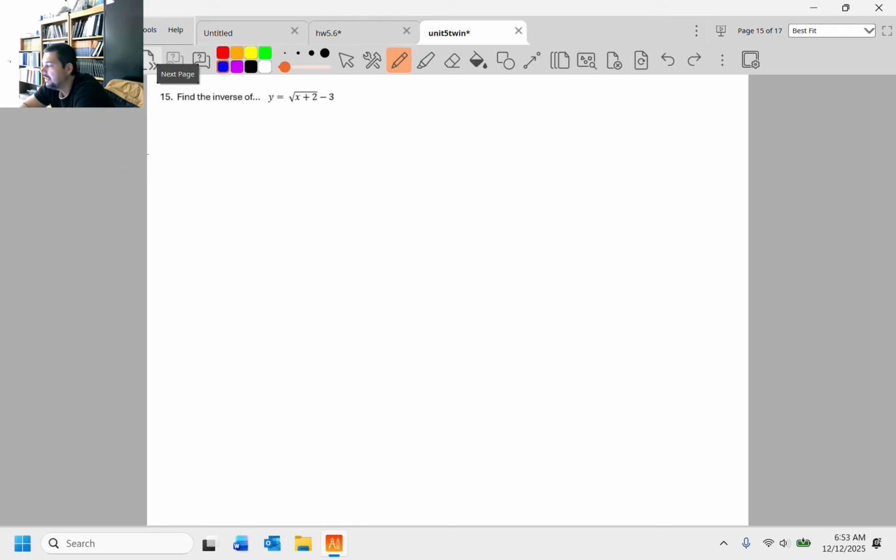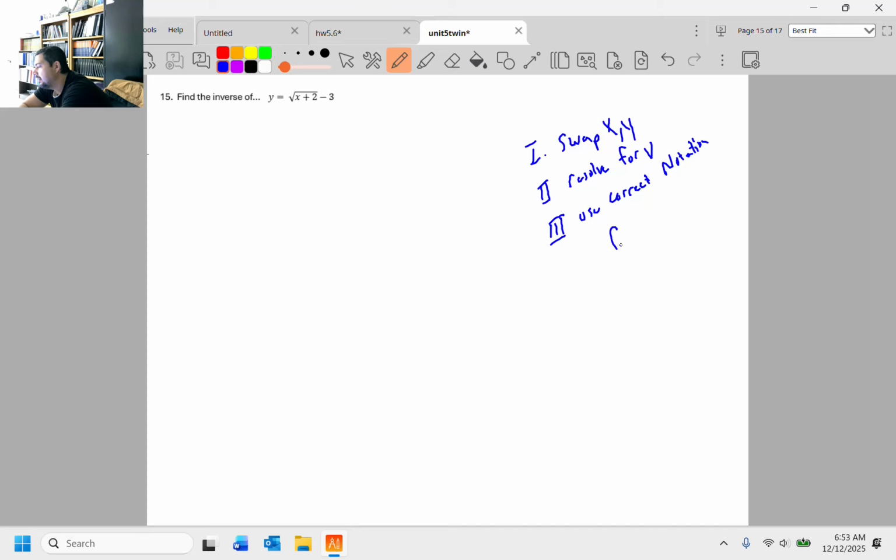Find the inverse of this guy. Of course, the instructions are on the previous problem, but you swap x and y, and you resolve for y. And then you use the correct notation. The correct notation here being the inverse of f of x. So let's do our swap. This y becomes an x. This x becomes a y. Now we're going to do easy baby steps. We're going to add 3 to both sides.